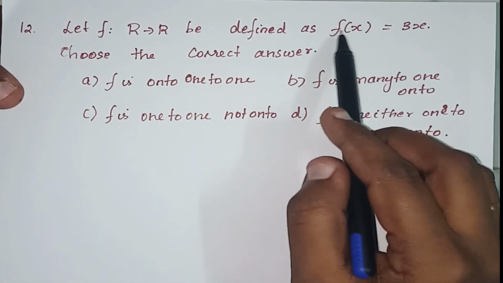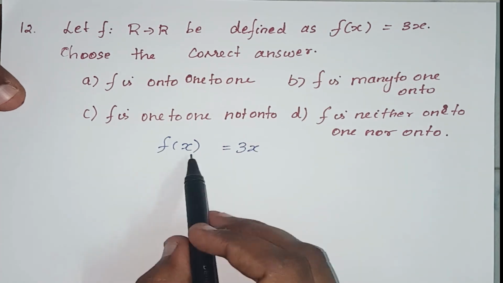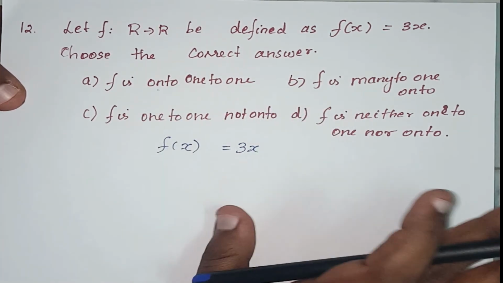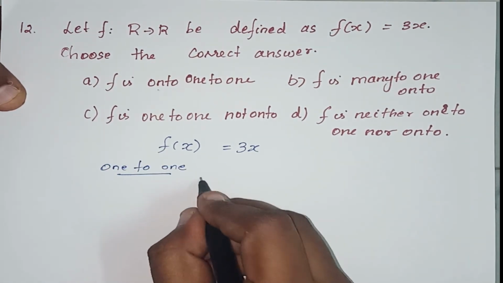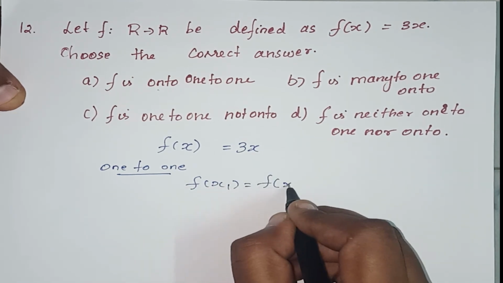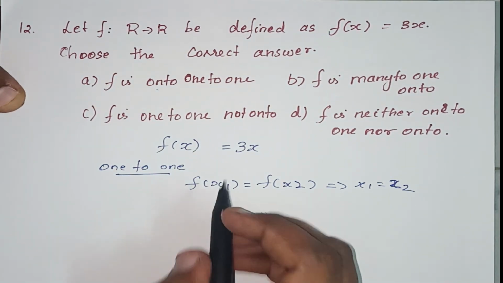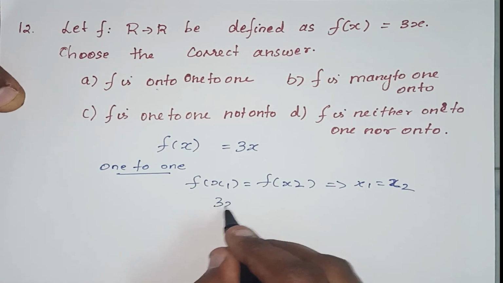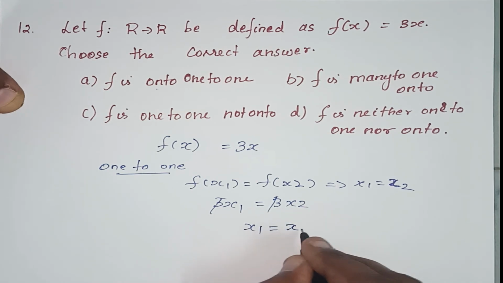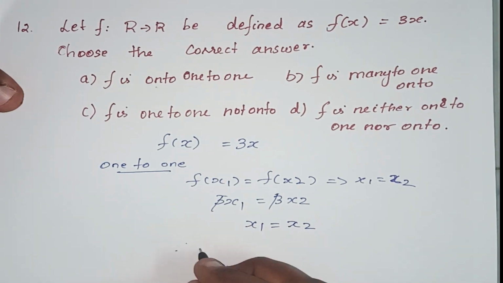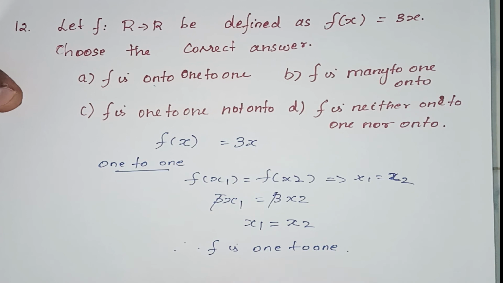In this question the function is given as f of x is equal to 3x. So we need to check whether this function is one to one, onto, or many to one. First, for one to one, we need to satisfy f of x1 is equal to f of x2 implies x1 is equal to x2. Here f of x1 is 3x1, f of x2 is 3x2. Cancelling this 3, x1 is equal to x2. So easily we proved x1 is equal to x2. So this function is a one to one function.